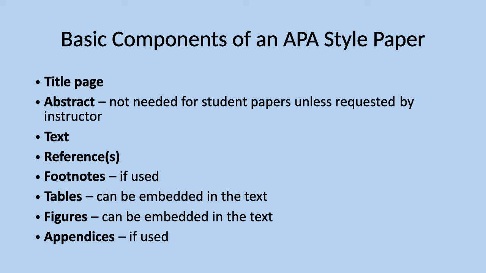For students, a basic APA paper consists of a title page, the paper itself, and references. If you do decide, or are required to, include figures, pictures, or tables, they are usually included within the body of the paper.